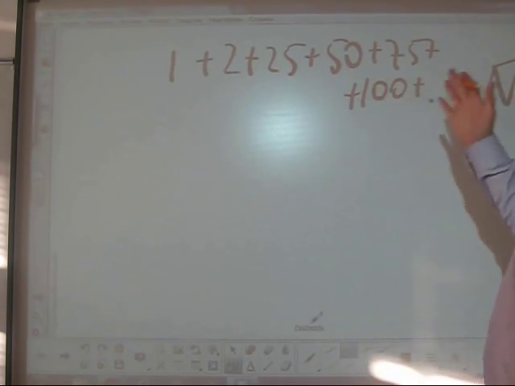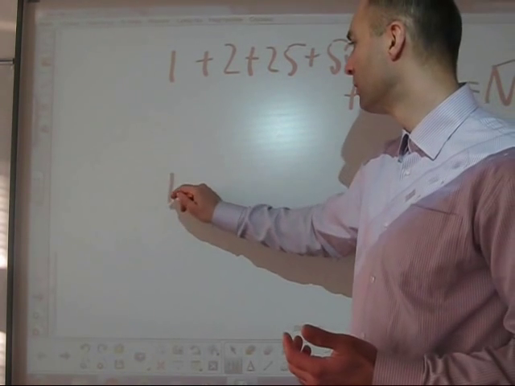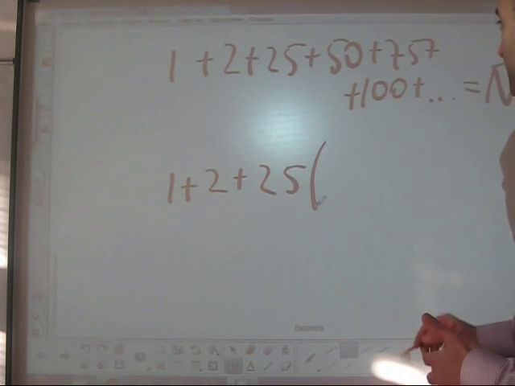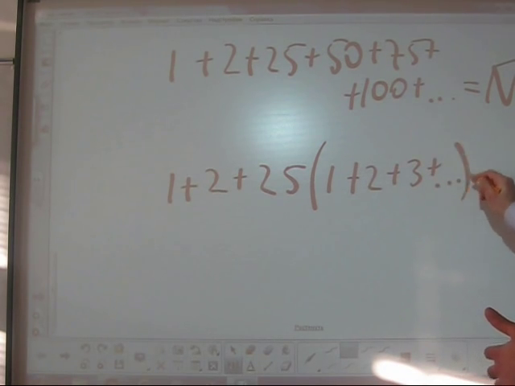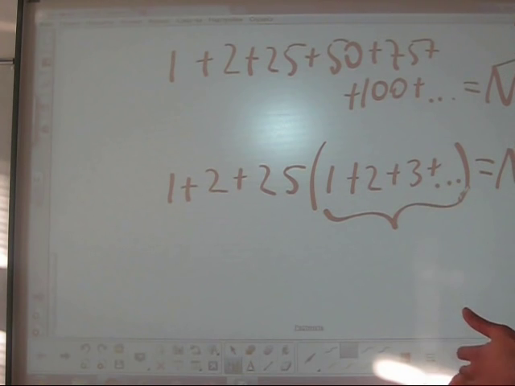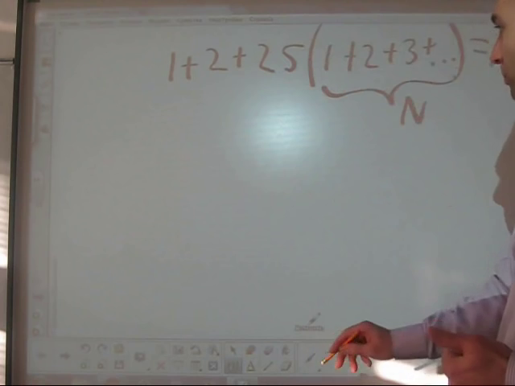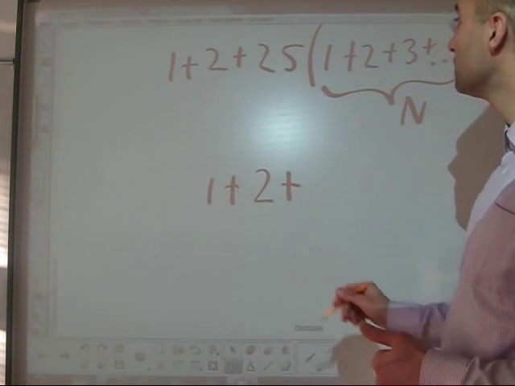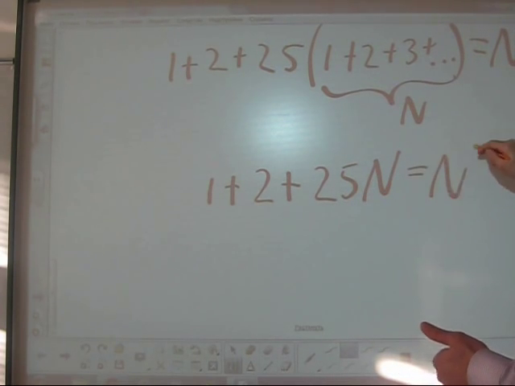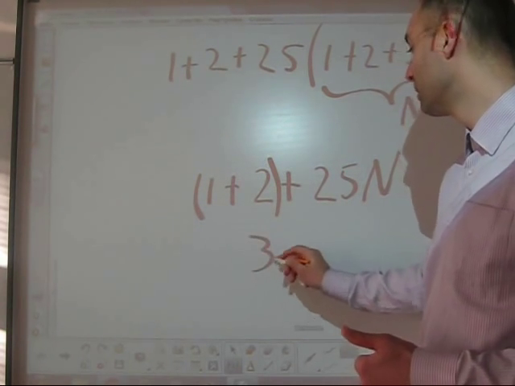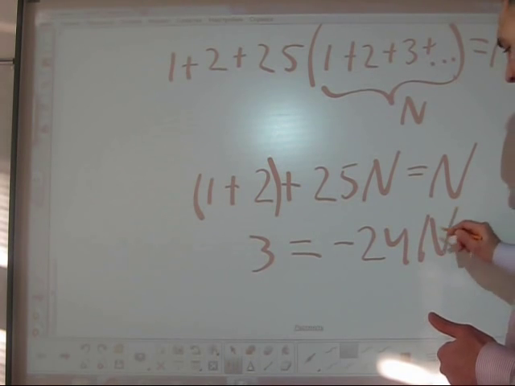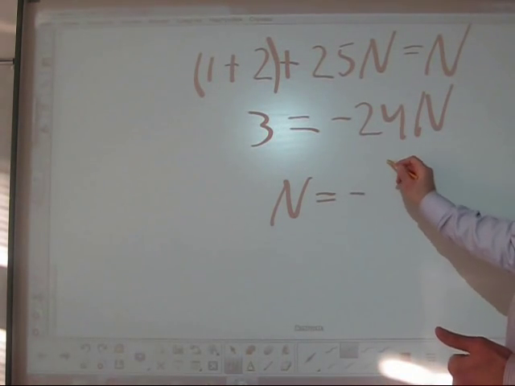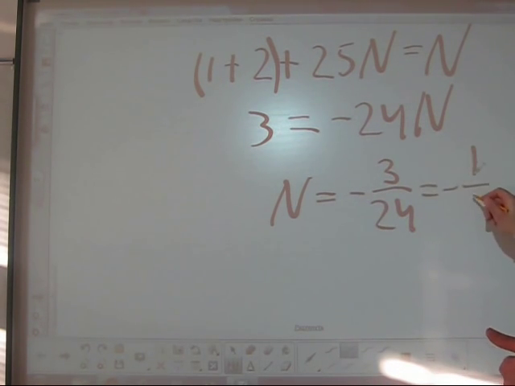Now let's factorize it. Let's take the common factor outside the parentheses and get 25 times 1 plus 2 plus 3 plus etc. equals N. Now this group is just N again, so finally we get this simple equation again. 1 plus 2 plus 25N equals N. Now this is 3 equals minus 24N, and N equals minus 3 over 24, which is again minus 1 over 8.